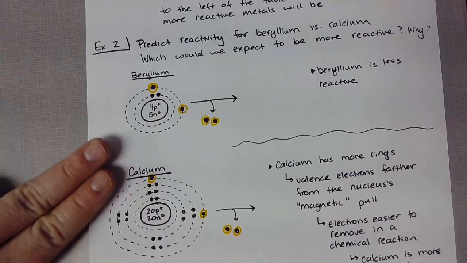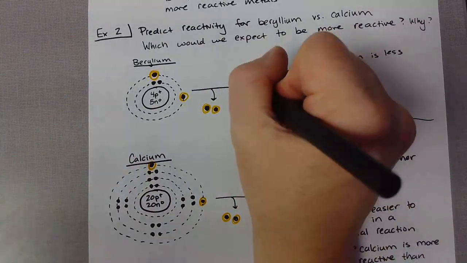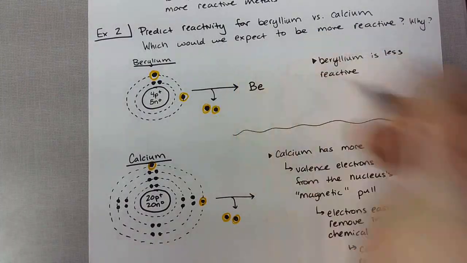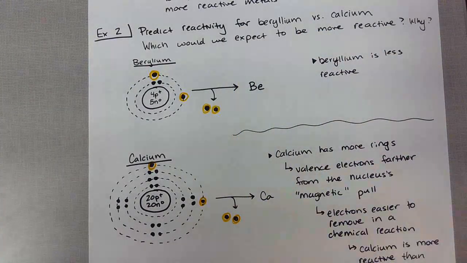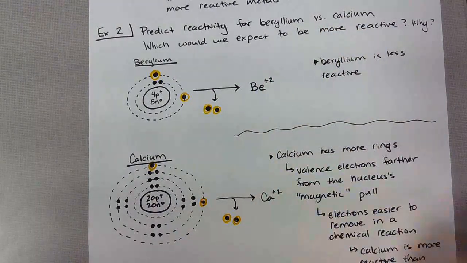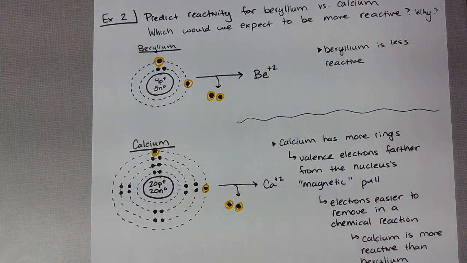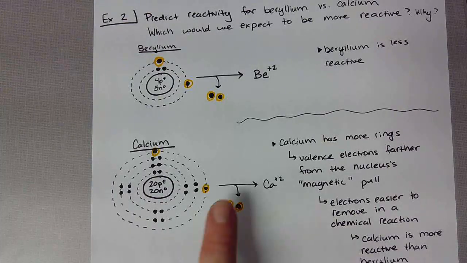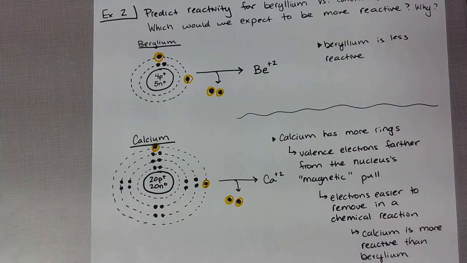Even though both elements are going to have the same outcome. They're both going to form ions. I'm not going to draw the whole Bohr model again. They're both going to form +2 ions, but calcium's going to form that ion more readily, which means it's going to be more reactive than another example in its column, say beryllium.